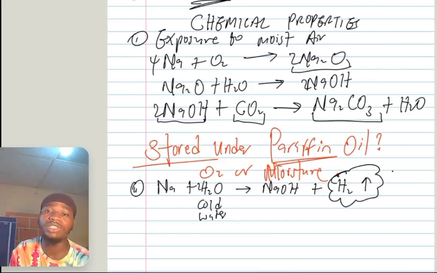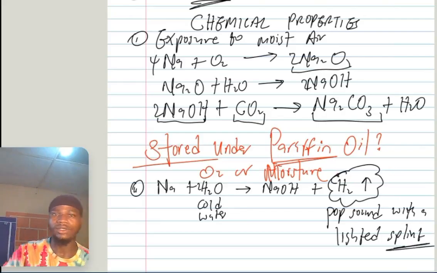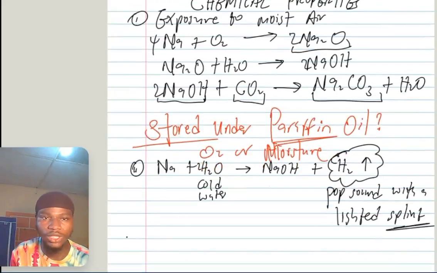And how do we know it's being given off? How do we test for hydrogen gas? Hydrogen gas gives a pop sound with a lighted splint. Good. That's it. Now, the next one is that it is possible for sodium to react with ammonia.